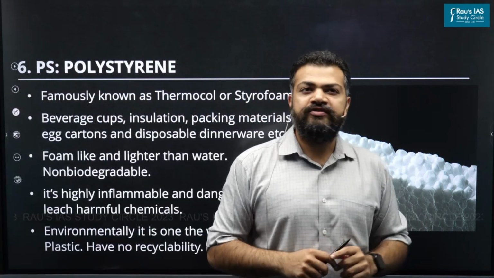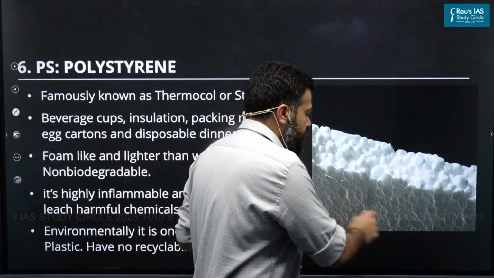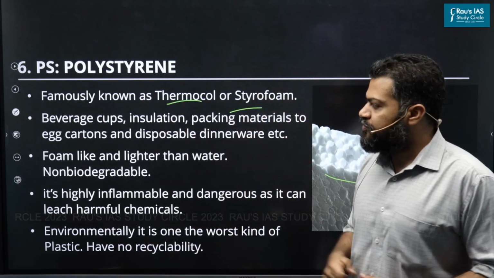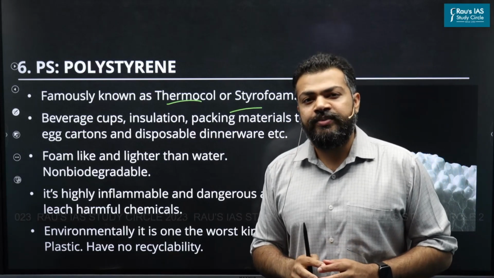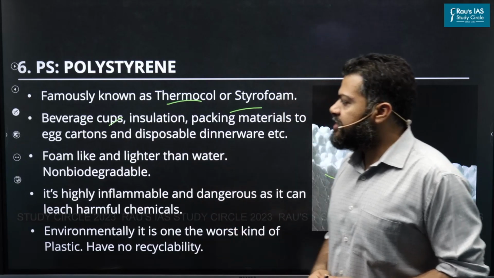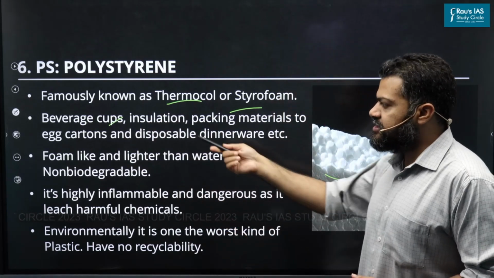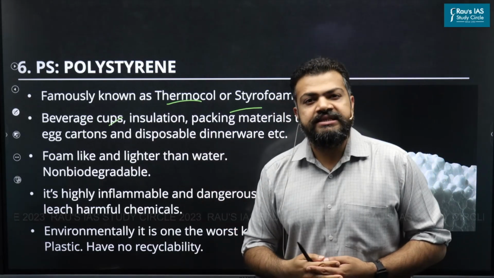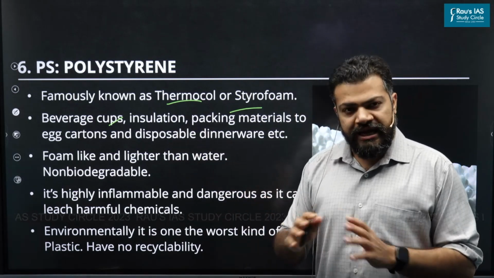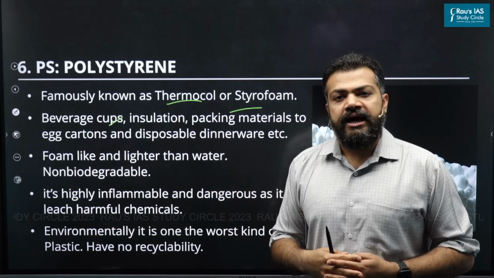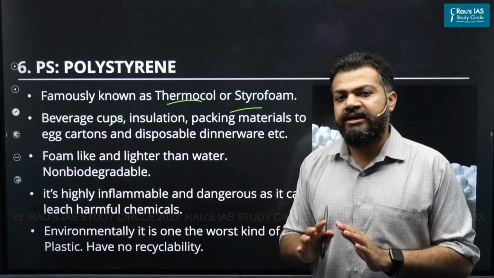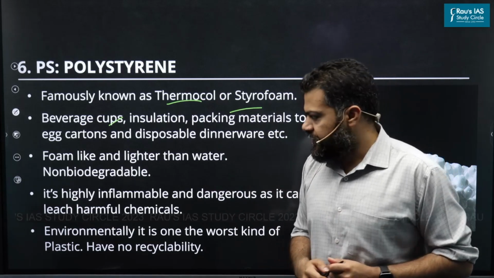Then after this, the worst of all kinds of plastic. The worst kind of plastic is what is known as polystyrene, or famously known as thermocol or styrofoam. This is the kind of plastic that has now been banned in the country. I hope you understand. Beverage cups, insulations, packing materials, egg cartons and disposables. These are the kind of things that have been banned significantly, not entirely, but significantly, and they are now considered to be one of the worst types of plastics environmentally, right?